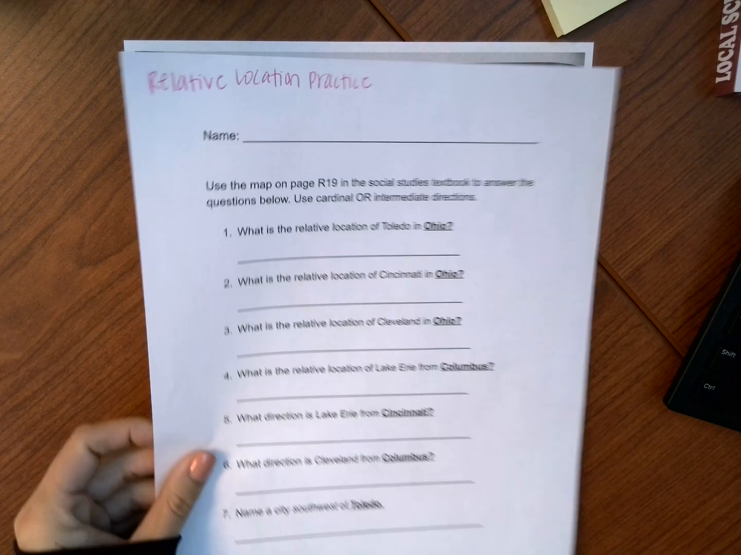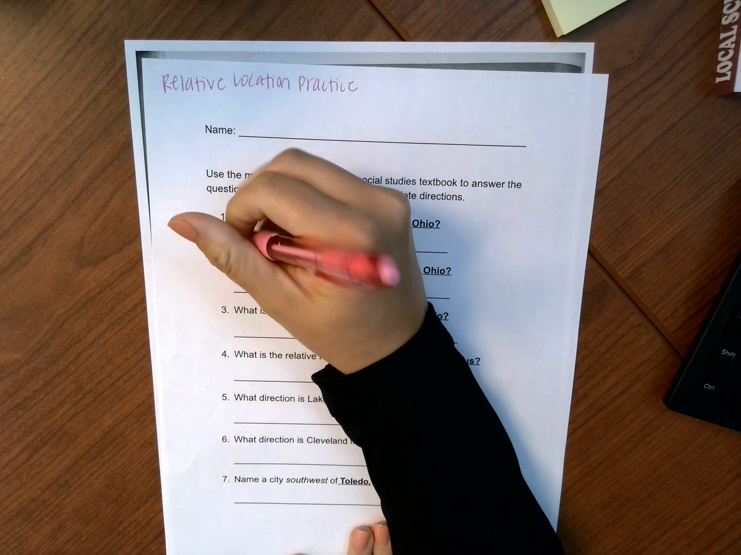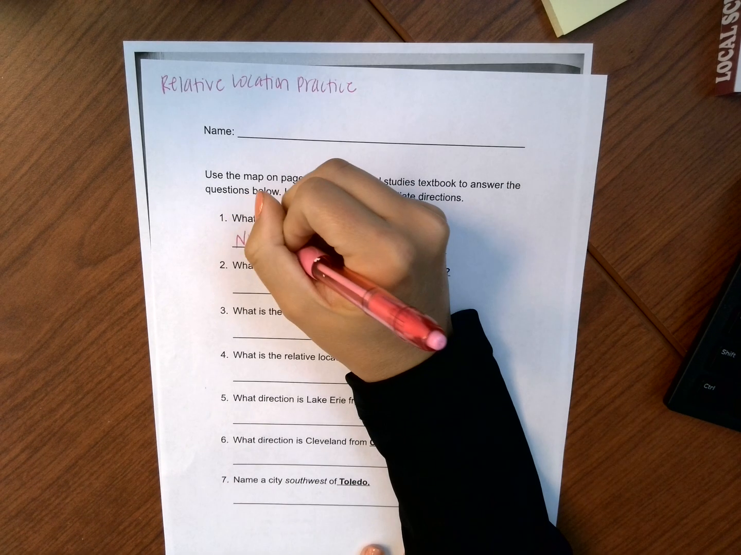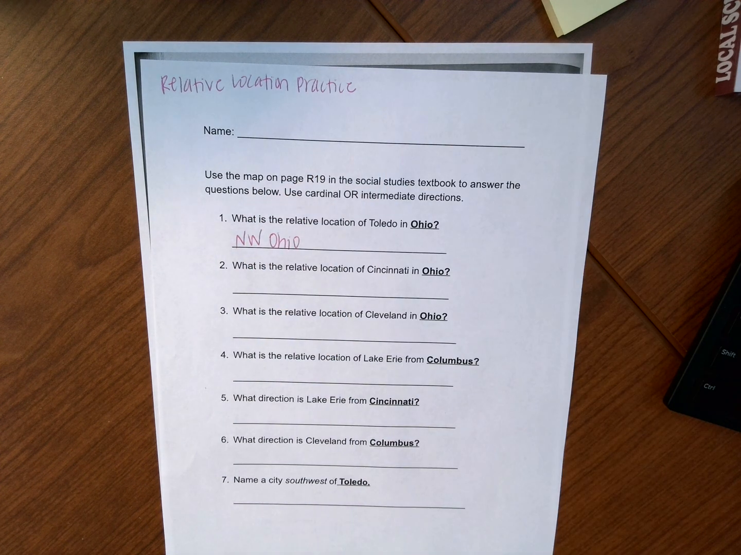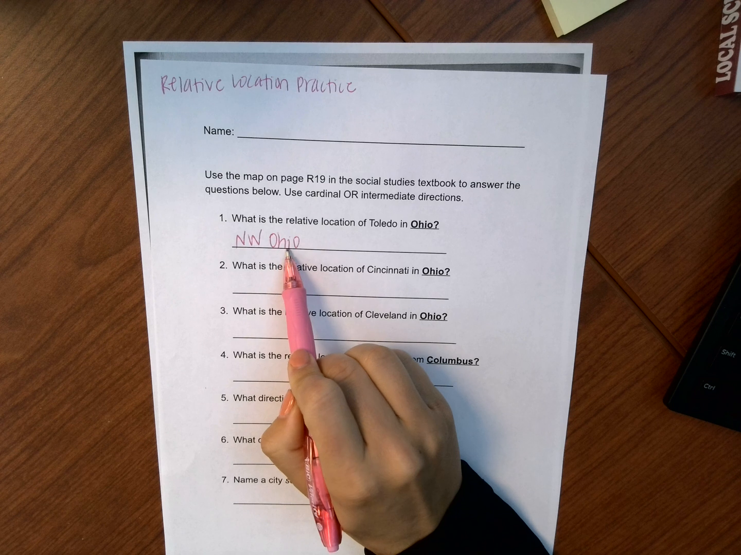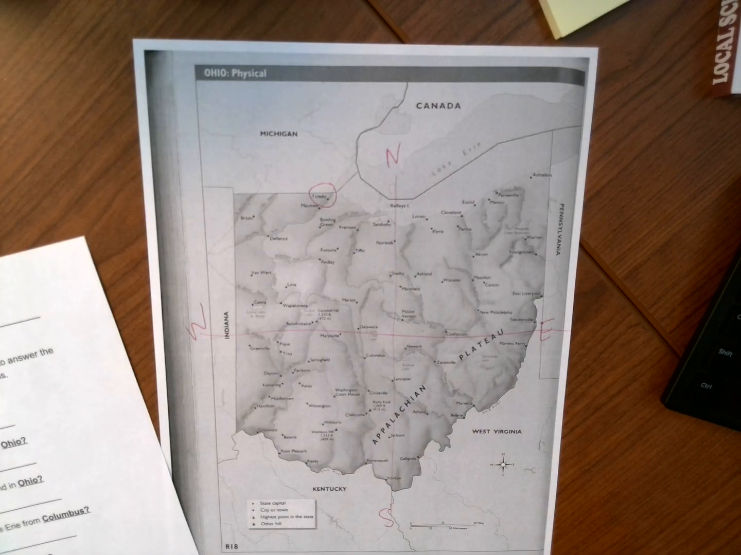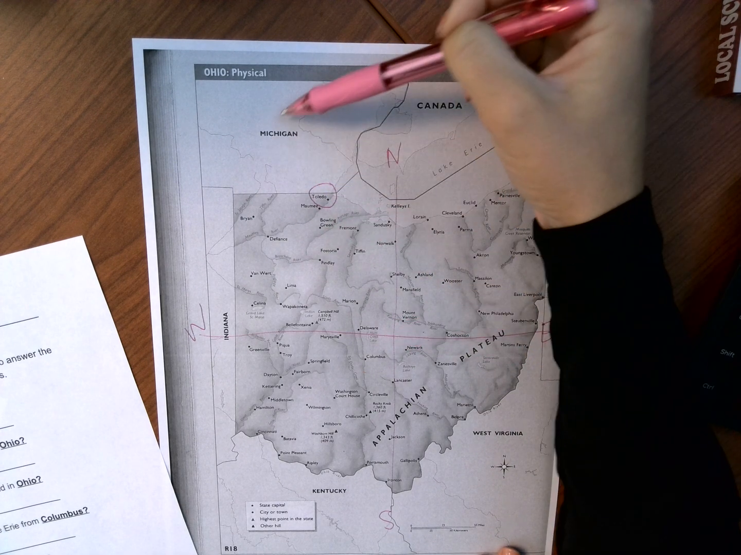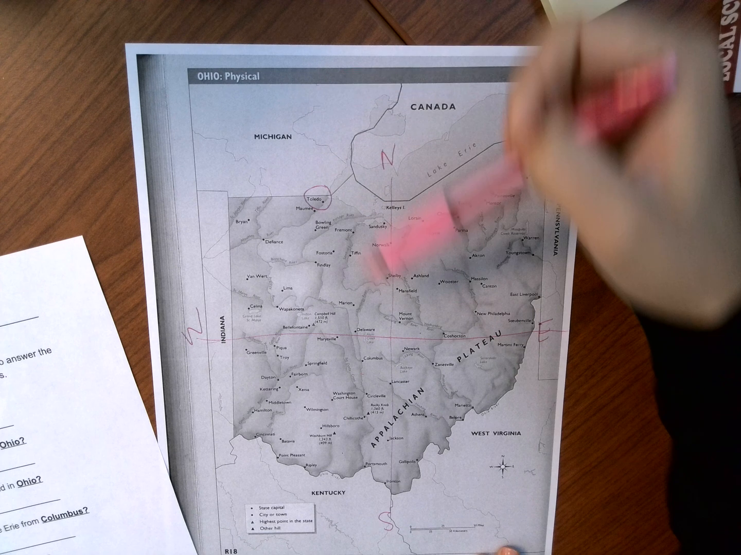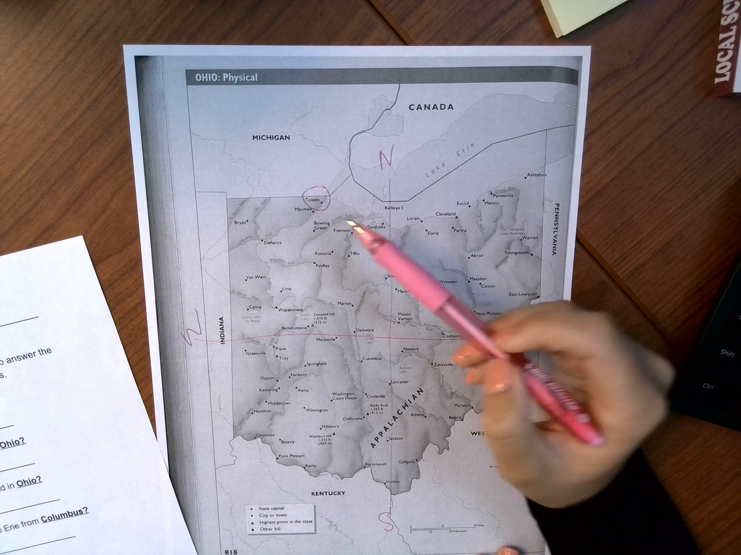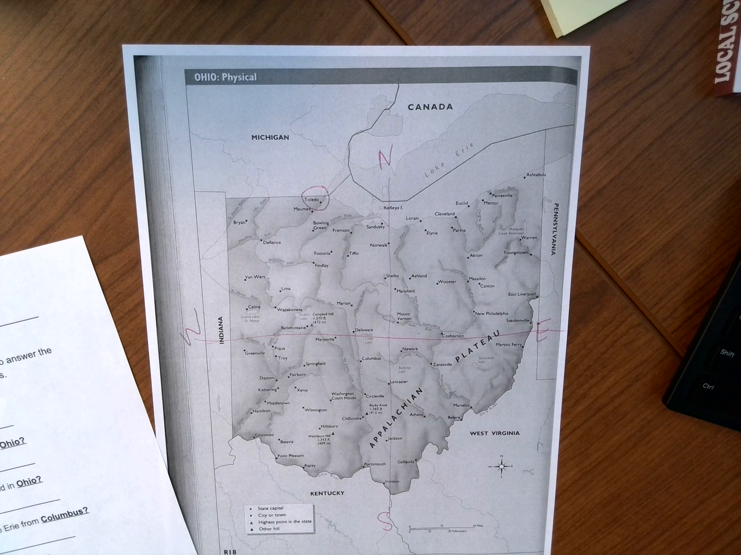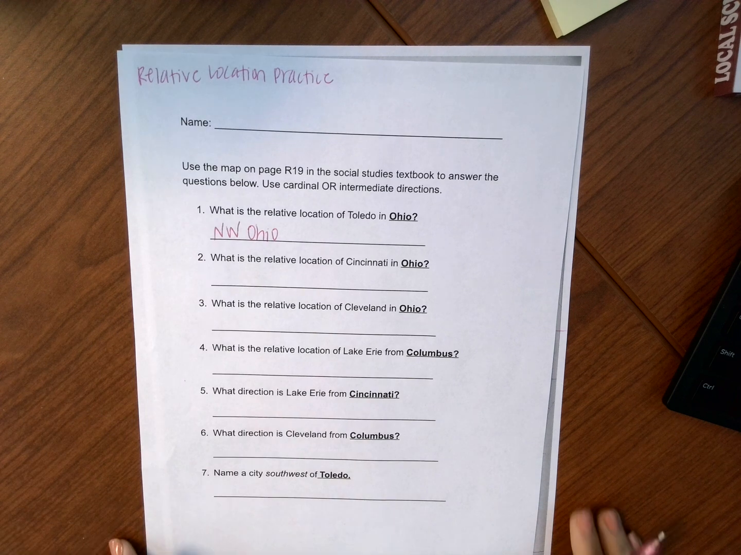So that's what I would write here. The relative location of Toledo in Ohio, you could just write northwest. You can write out northwest, or we can abbreviate it using a capital N, capital W, but we have to say Ohio. I would not write northwest of Ohio because that means I'm going outside of Ohio. If I'm going northwest of Ohio, we see Michigan is a state that is northwest of Ohio. But since Toledo is inside, Toledo is northwest Ohio. Good. So you can write that one down too.